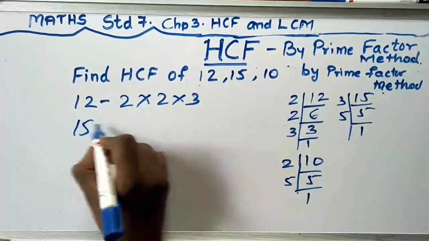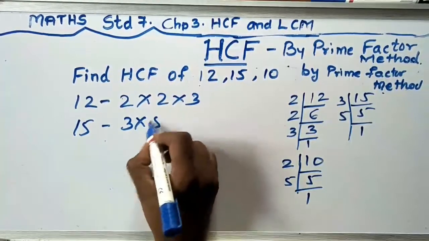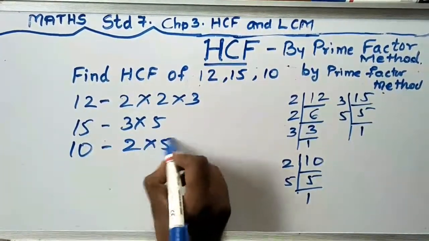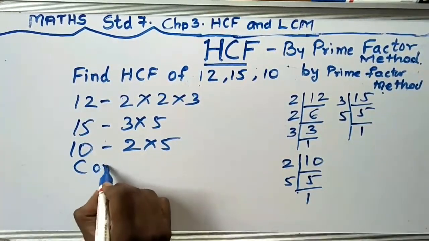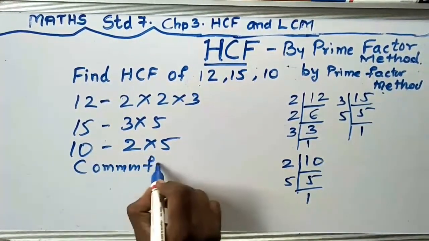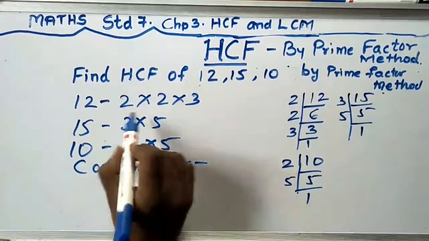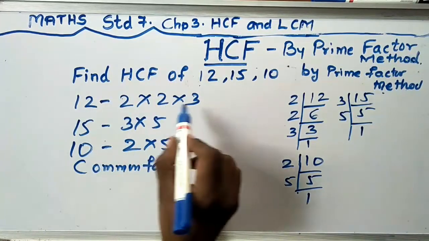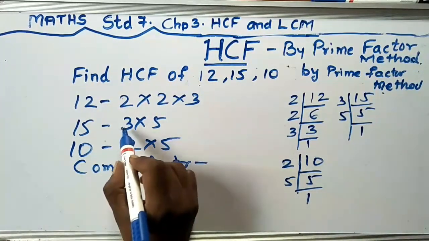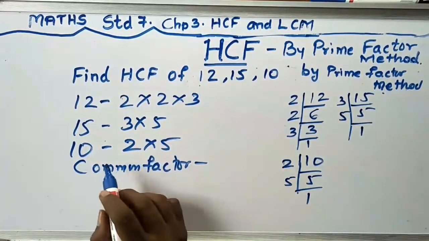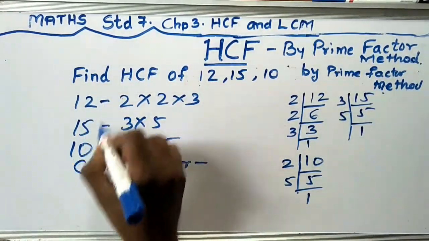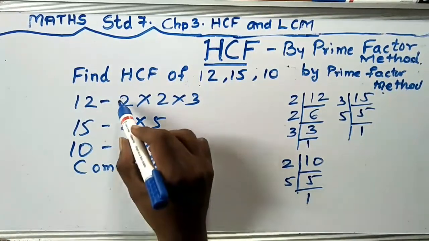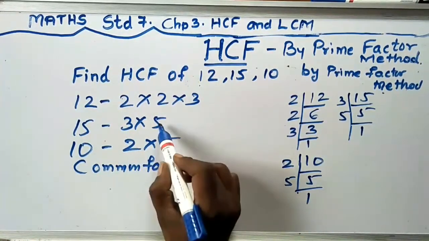Then 15: 3 into 5. Then 10: 2 into 5. What is the common factor here? 2, 2, 3. 3 here. There is no common factor here. A common factor is there for 12 and 15, for 12 and 10, and for 15 and 10.